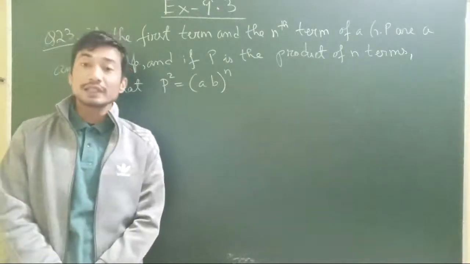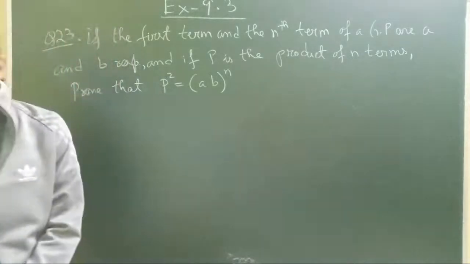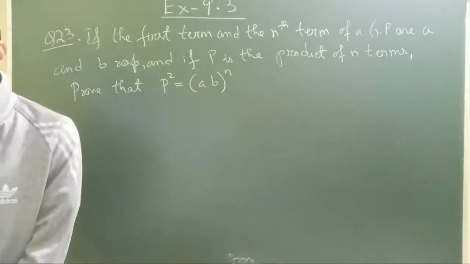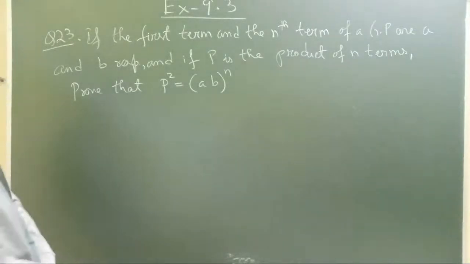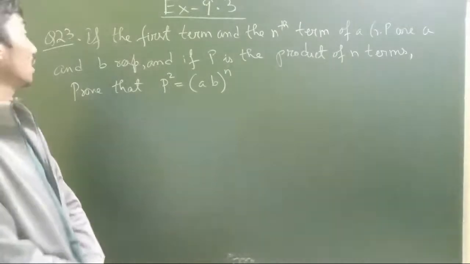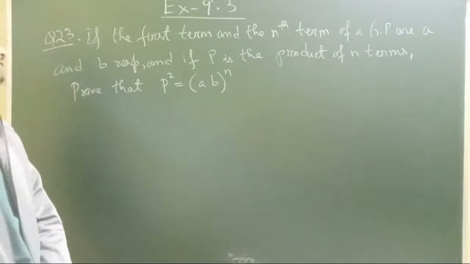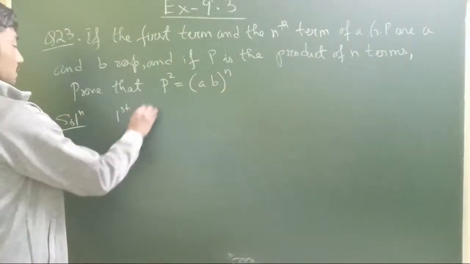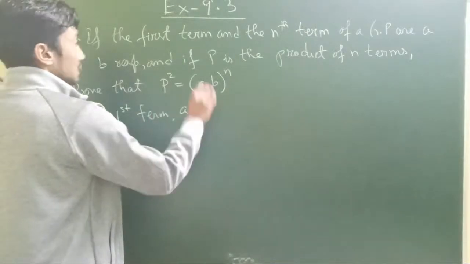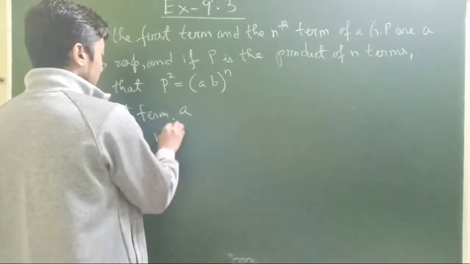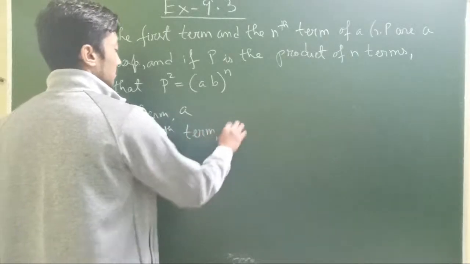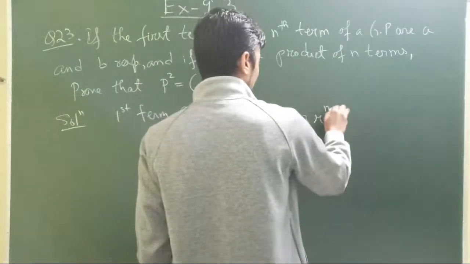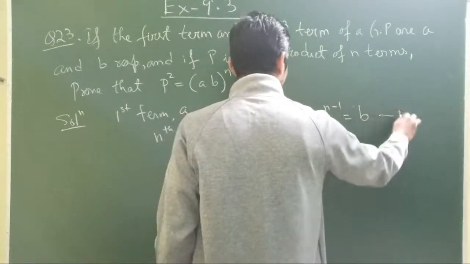Chalo, let's start with question number 23. How does the question state? If the first and the nth terms of a GP are A and B respectively. Solution. The first term is A, the nth term is B. So A r power n minus 1 will be B.